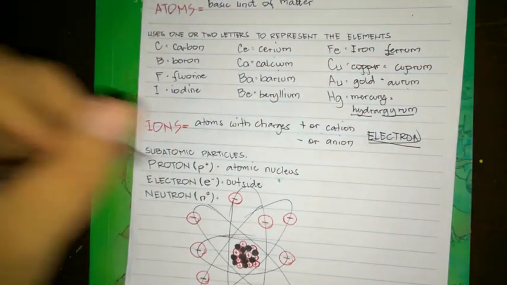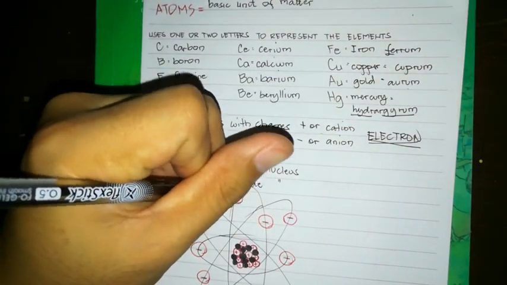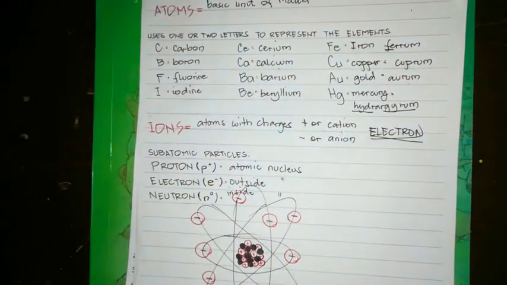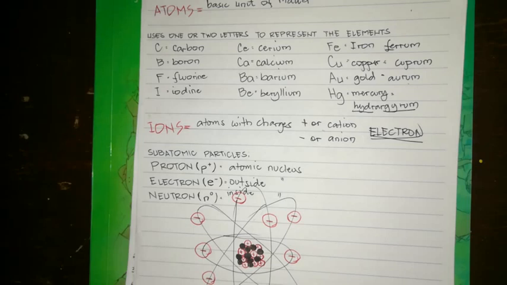Samantalang ang neutron, it is also inside the atomic nucleus. So, ibig sabihin, the proton and the neutron are the ones which are inside the atomic nucleus. Samantalang ang electron can be found outside the atomic nucleus. So, ibig sabihin, in chemistry, lahat ng changes ng atom, lahat ng reaction ng atom to form compounds ay nakarely sa electron, dahil ito yung nasa labas, ito yung nakikipag-interact with other atoms.